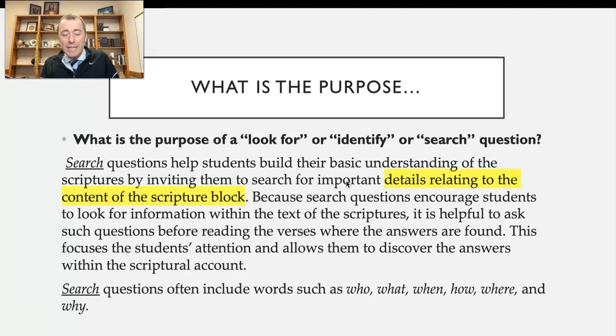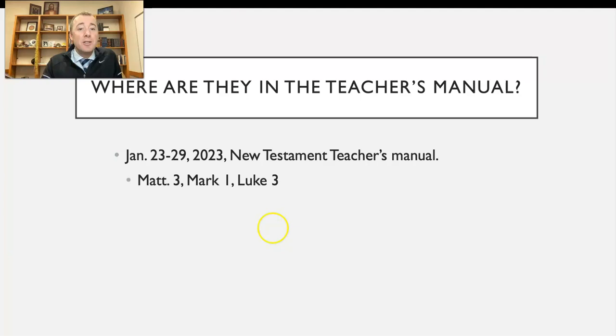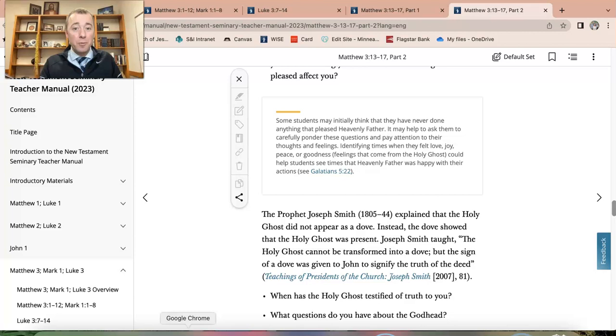Again, the intent behind it is to unify our class, to give them a purpose for what they're doing besides just reading information. Go down here. Search questions often include words such as who, what, when, where, how, why. So where are they in the teacher's manual? So let's look at our teacher's manual if we could.